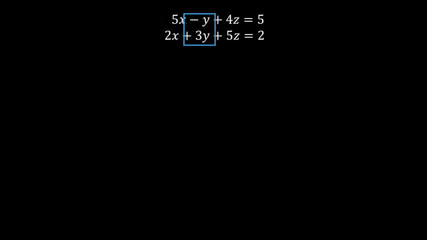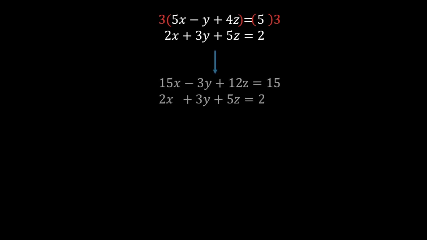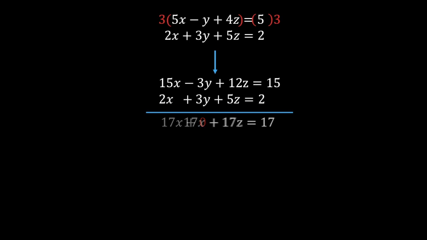We do what we did in the previous problem. In this case, I will multiply equation 1 by positive 3 so that I can eliminate the second term. This will now give me this system. Again, make sure that you're multiplying the number to each term correctly. We can now eliminate y. Solving, we get 17x plus 17z equals 17.